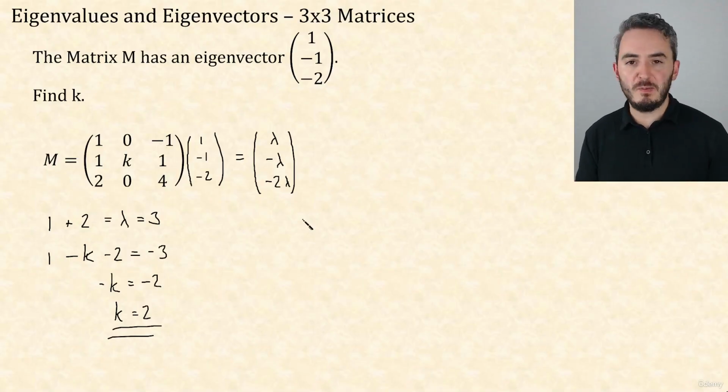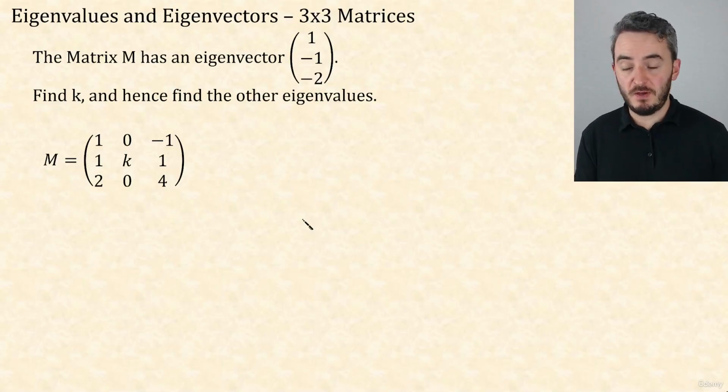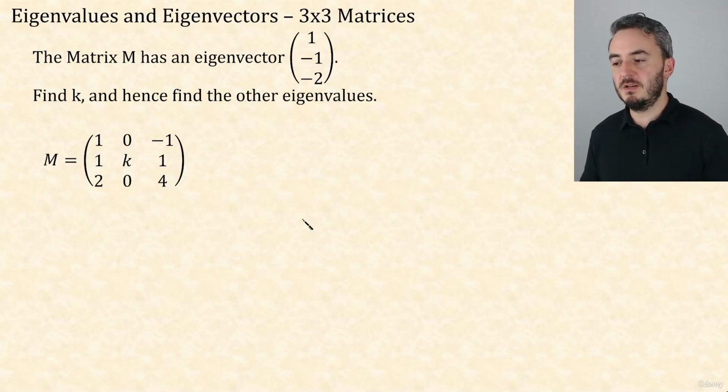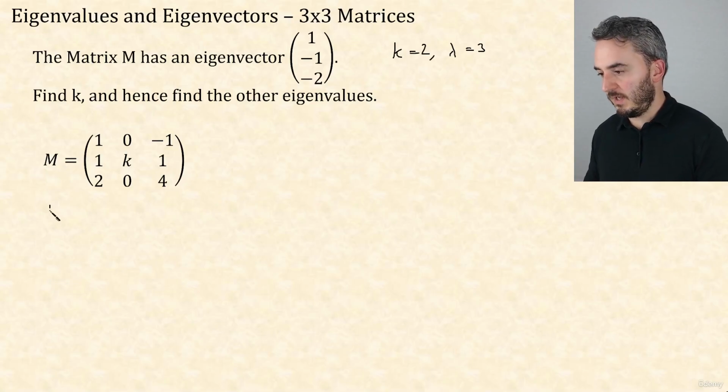Can you guess what a follow-up question might be? Well, we could ask then, find the other eigenvalues. And once you know one eigenvalue, it's much easier to find the others. So we already have our k equals 2, and one of the solutions, lambda equals 3. So let's go ahead and find all of them.